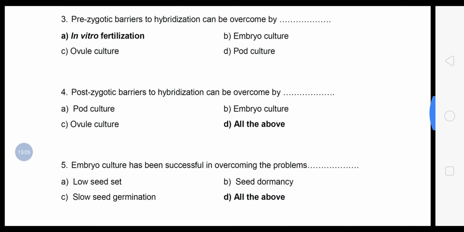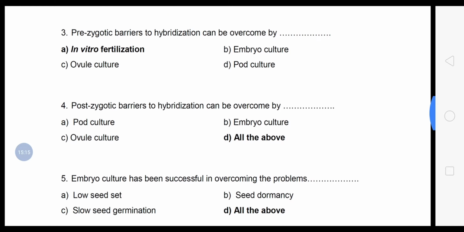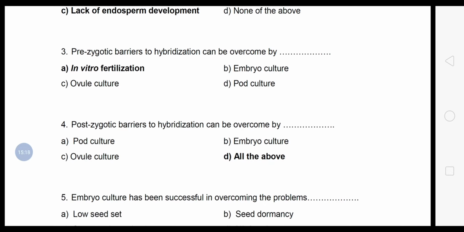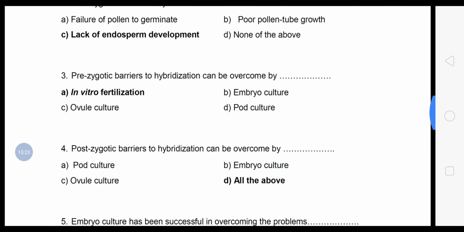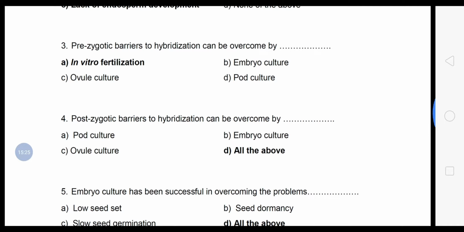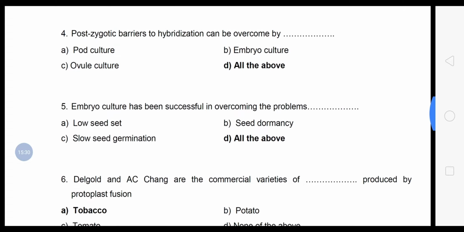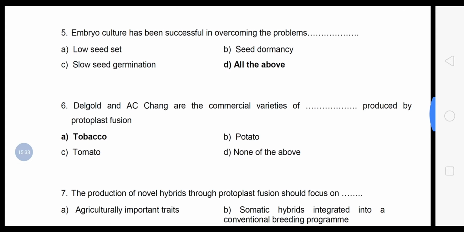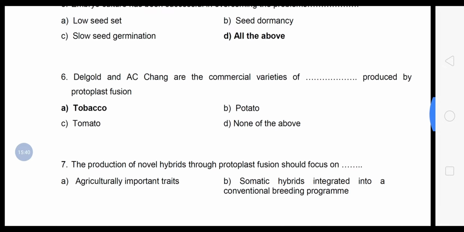Pre-zygotic barriers to hybridization can be overcome by in vitro fertilization. There are 4 options given: in vitro fertilization, embryo culture, ovule culture and pod culture, but pre-zygotic barriers to hybridization can be overcome by in vitro fertilization. If it is post-zygotic, we may go for embryo culture, pod culture, ovule culture, ovary culture also. Embryo culture has been successful in overcoming the problems like low seed set, seed dormancy, slow seed germination.